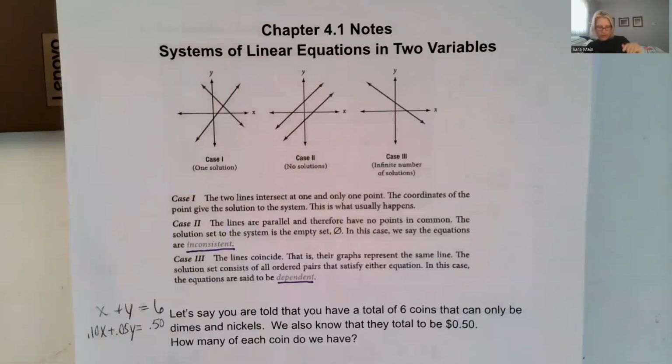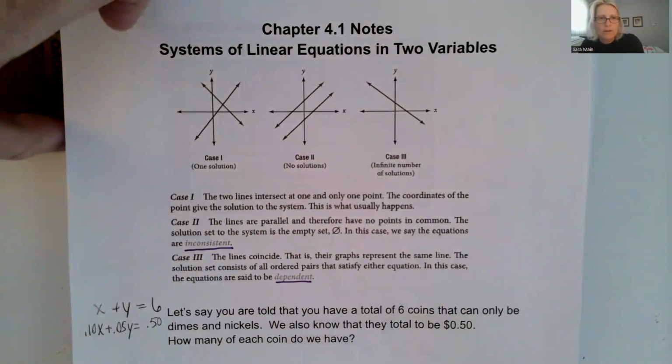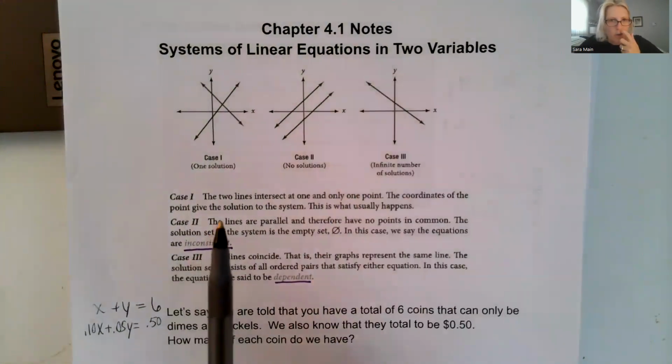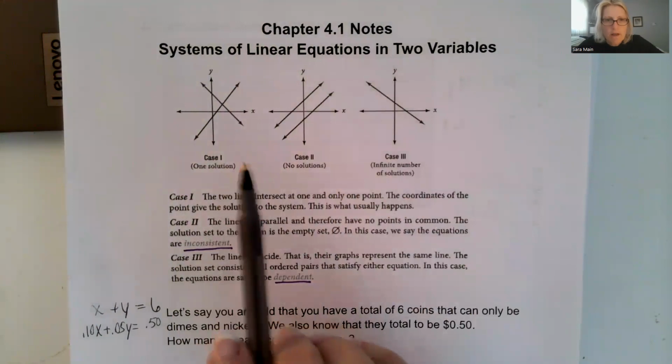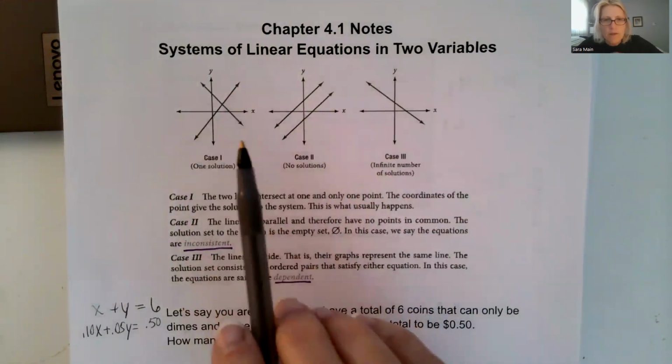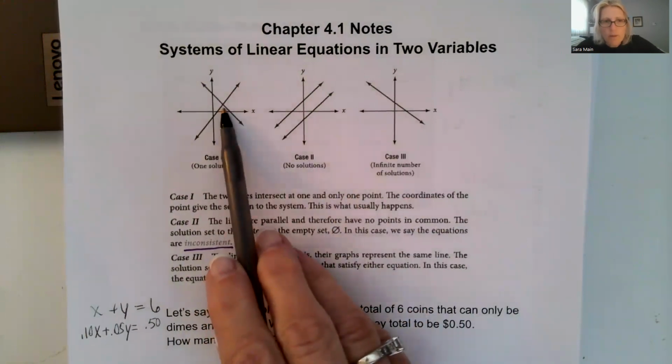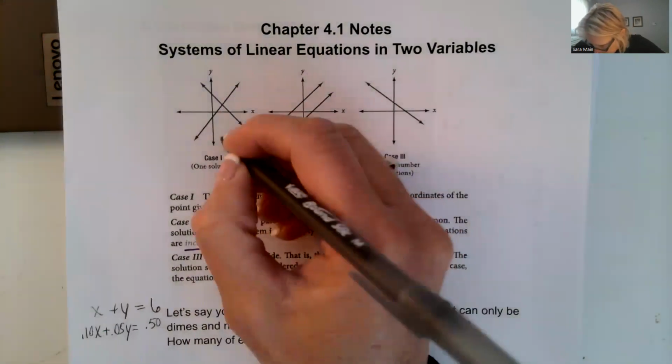Welcome back for some extra notes and review of chapter 4.1, which is all about systems of linear equations in two variables. So when two linear equations are graphed in the same system, there's three possibilities. They could either intersect at one single point, such as case one.